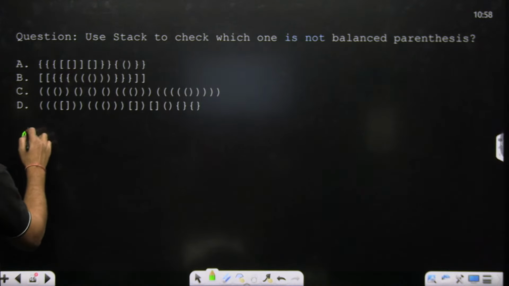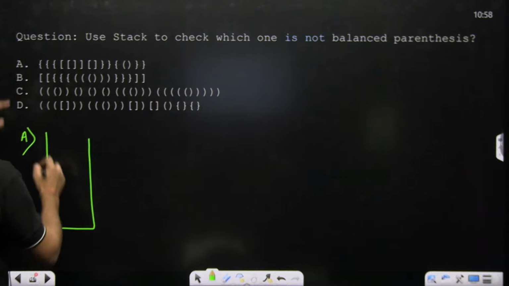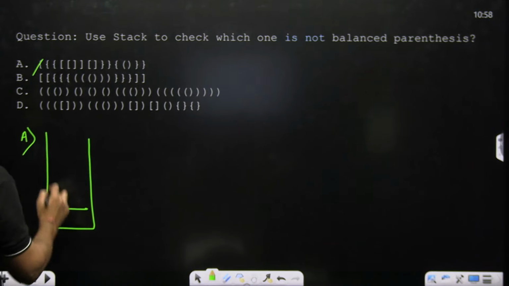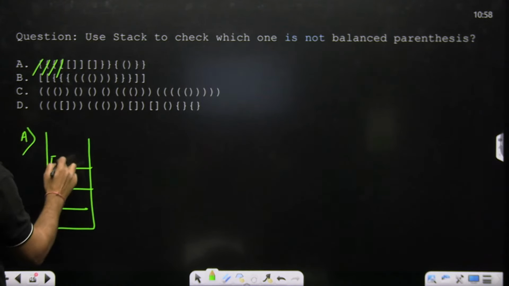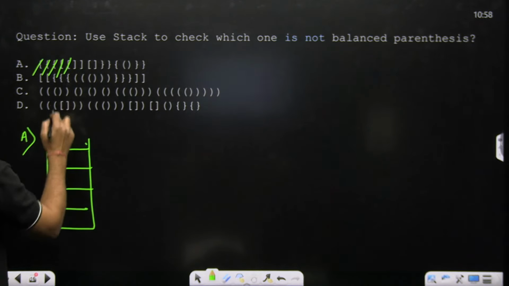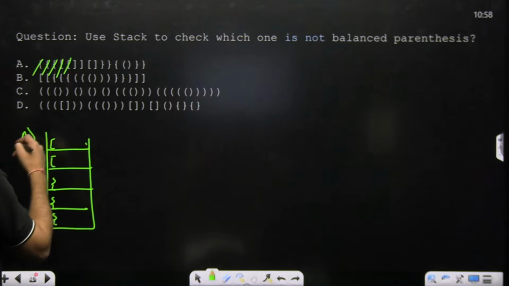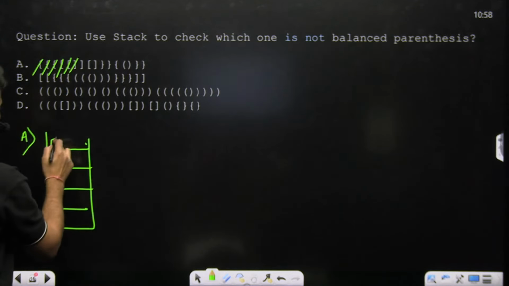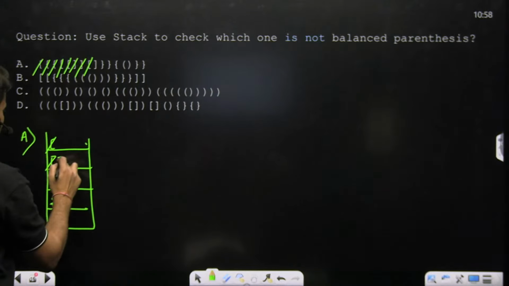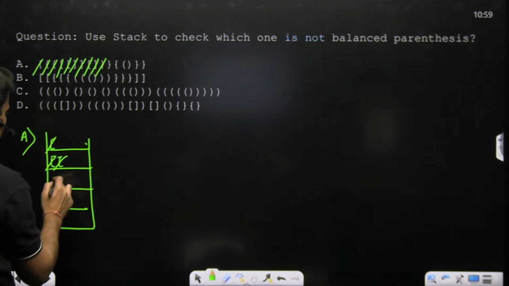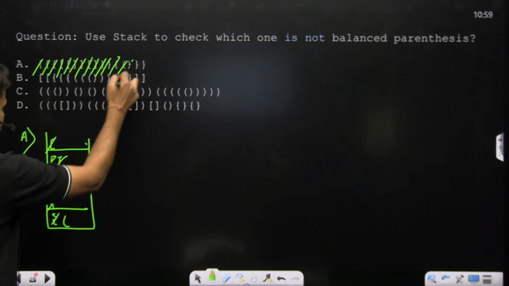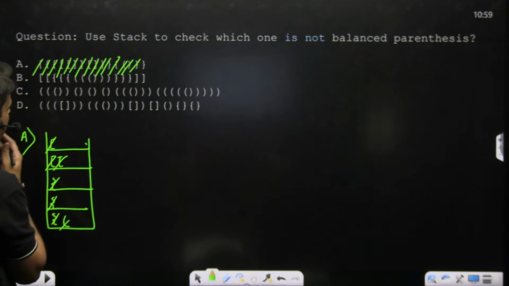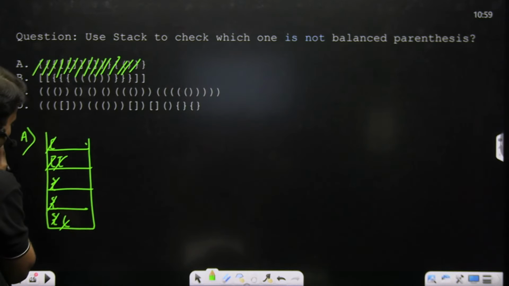Let us take A part, student. So this is opening, push into stack. This is opening, push into stack. This is opening, push into stack. This is opening, push into stack. All done? Yes, this is closing, pop. Closing, pop. Opening, closing. What happened? Did I make a mistake somewhere?